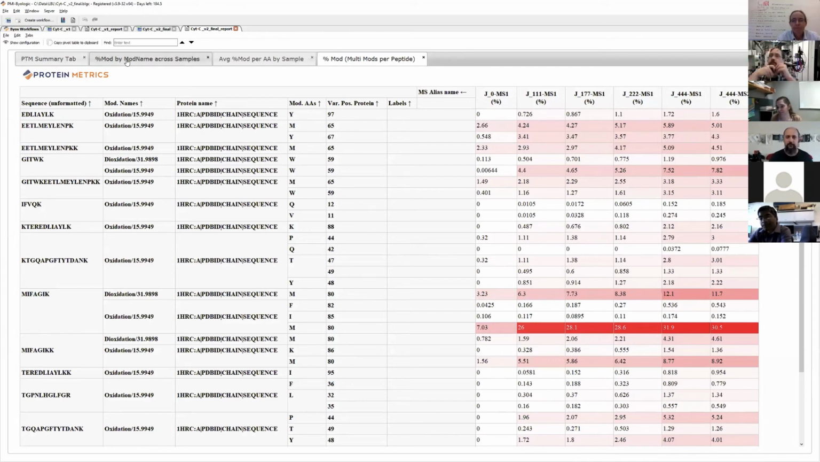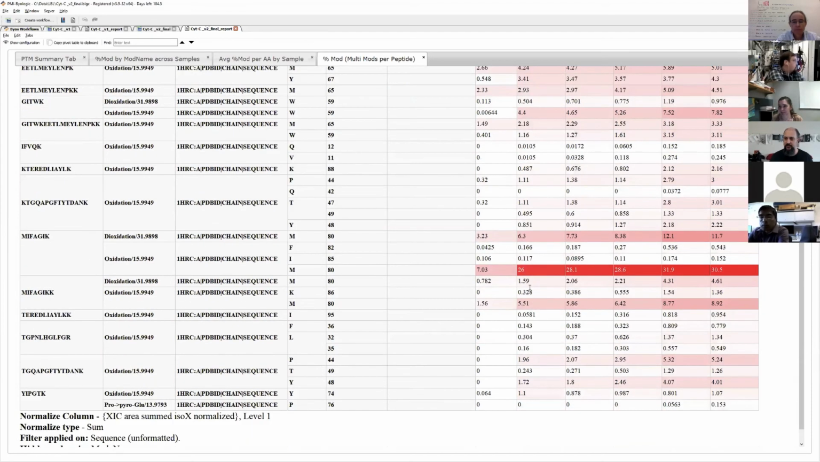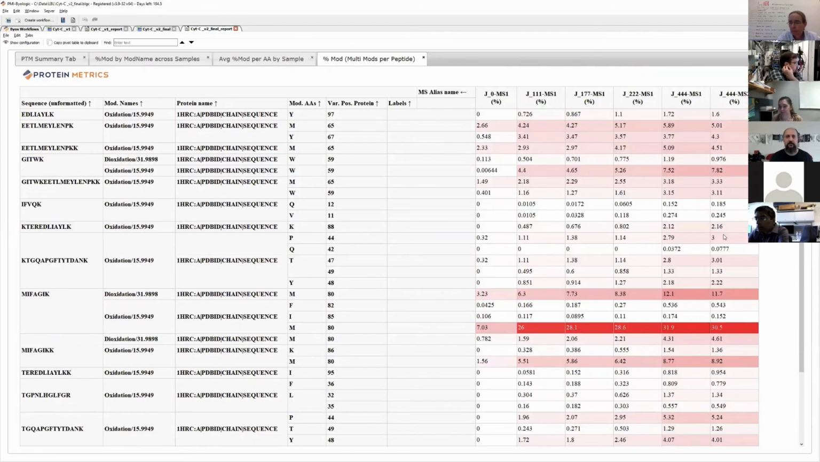We look at the report. This is a heat map view that shows every peptide identified. What are the modifications? They can be oxidation or sometimes dioxidation, which residue, and then what is the percentage of that modification across the 6 samples that we have here. So we can see here clearly increasing across from the first sample to the last. So this is one kind of view.